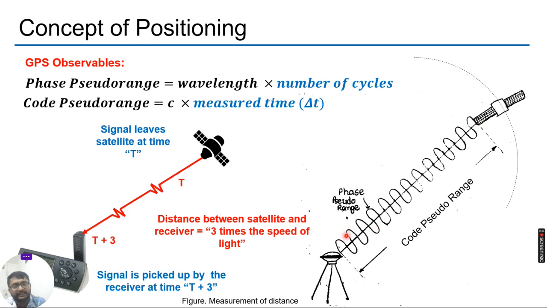Now, in case we have some fractional cycle available at the end, that is known as a phase difference, and we will calculate that phase difference in terms of wavelength, and we will also add that for the calculation of the phase pseudo-range.